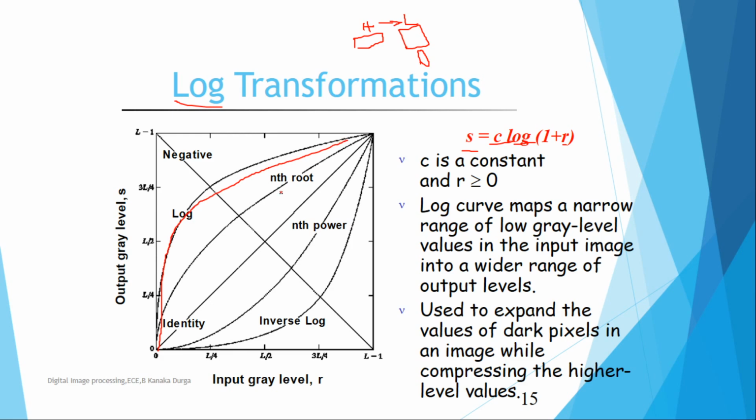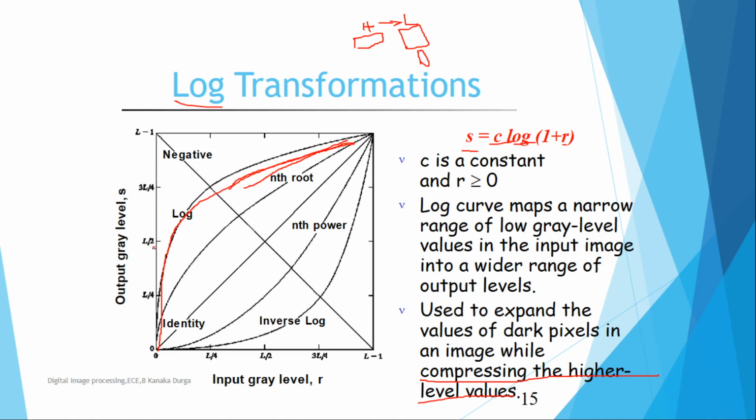If you observe, whenever the intensity value increases, the curve rises only slightly, so the compression occurs for the higher intensity values. The display devices cannot project higher intensity values, so the problem can be overcome by using the log transformation function.